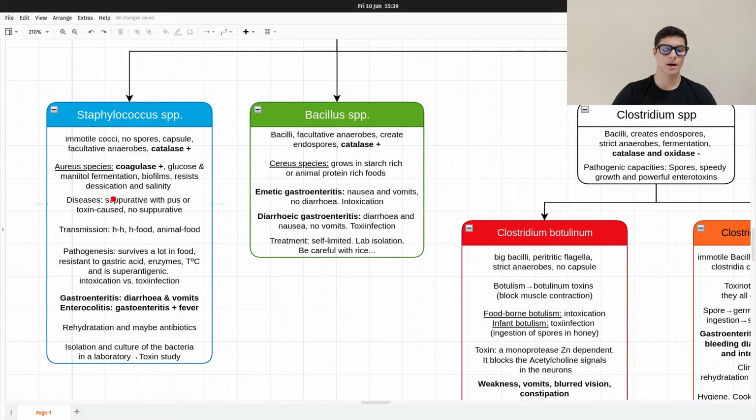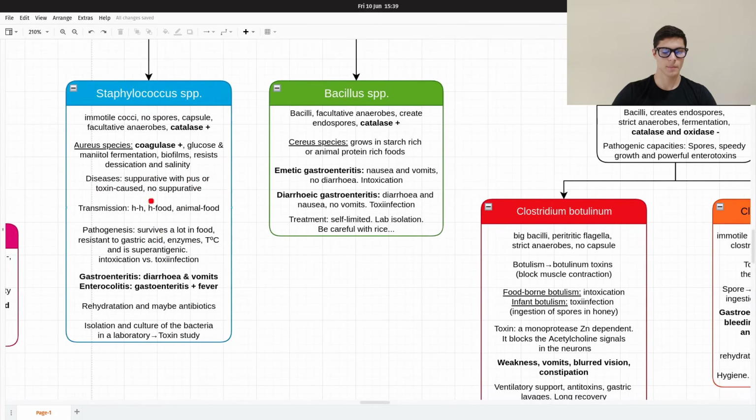The diseases can be either suppurative, with pus, or toxin-caused, non-suppurative. Transmission is human to human, human to food, or animal to food. Pathogenesis: it survives a lot in food, is resistant to gastric acid, remember that, enzymes, as well as temperature, and is a superantigen. This means that it triggers a more pronounced immune response than the normal.